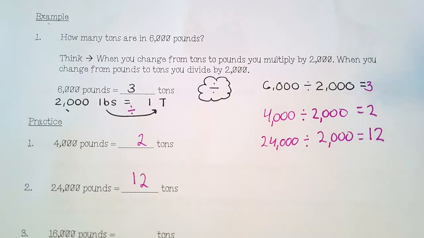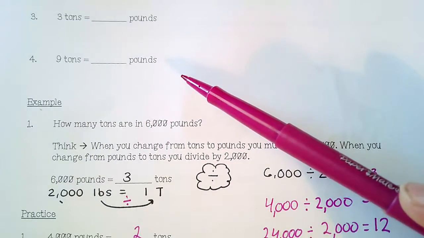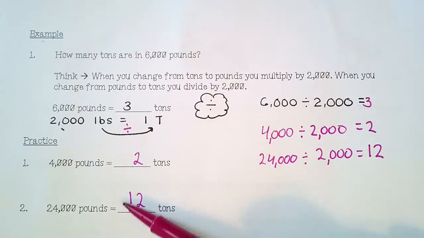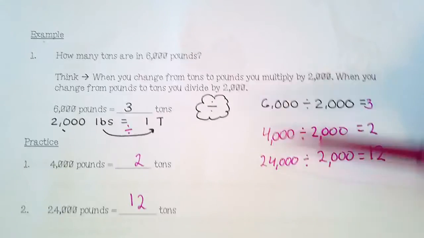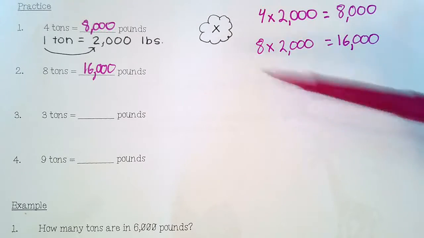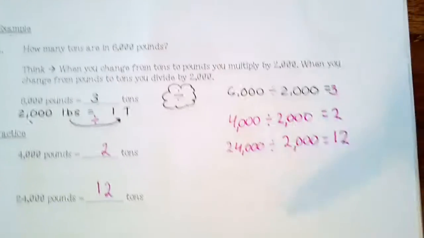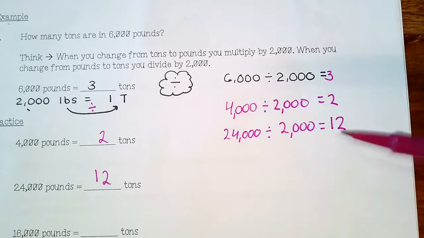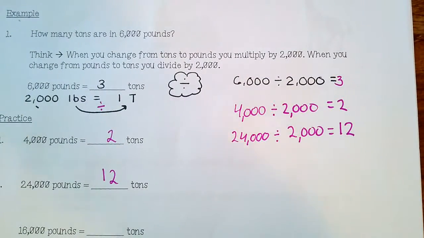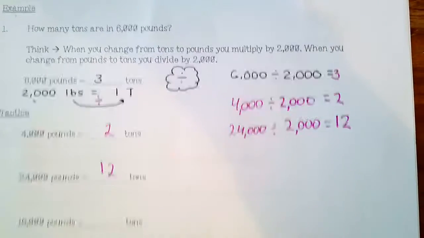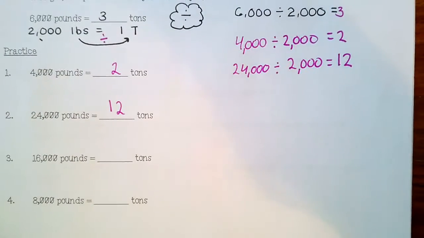Okay, so again, if you're going from tons to pounds, you're going to be multiplying. If you're going from pounds to tons, you're going to be dividing. Either way, though, you are either multiplying by 2,000, okay, like we did up here, or you're dividing by 2,000. But 2,000 is that magic number that you need to remember when you're thinking about tons and pounds, okay? And I'll let you do those last two problems at the bottom.